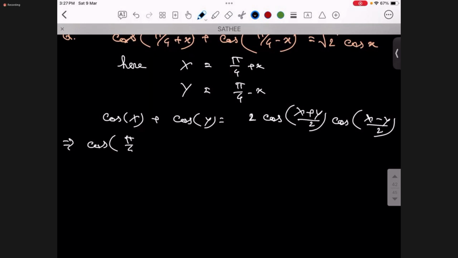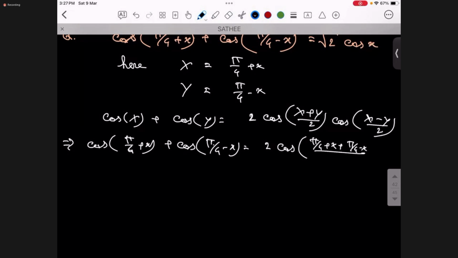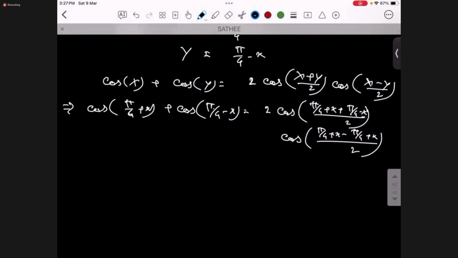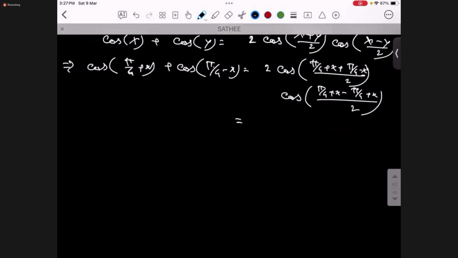Cos (pi by 4 plus x) plus cos (pi by 4 minus x), which is equal to 2 into cos of ((pi by 4 plus x) plus (pi by 4 minus x)) divided by 2, into cos of ((pi by 4 plus x) minus (pi by 4 minus x)) divided by 2. So what will we get from the right hand side?